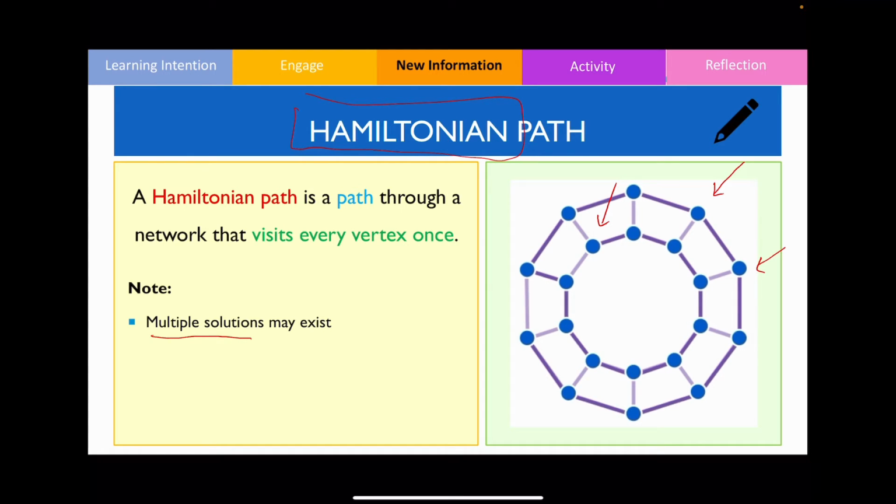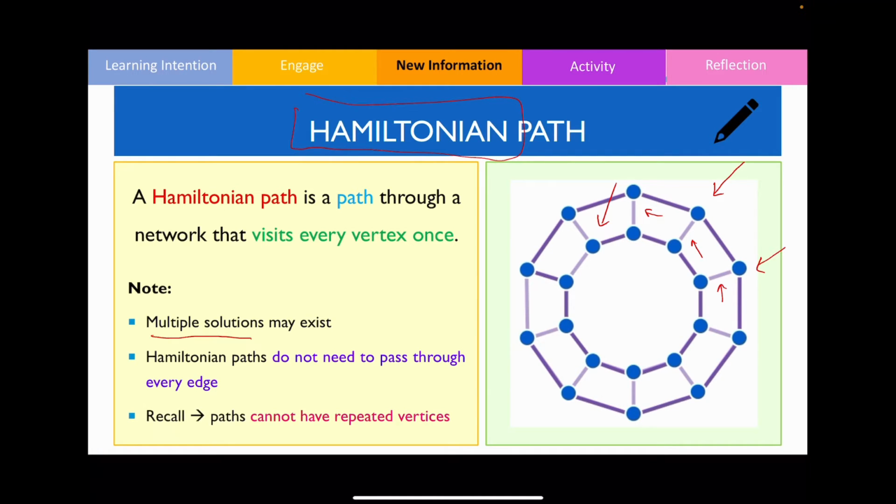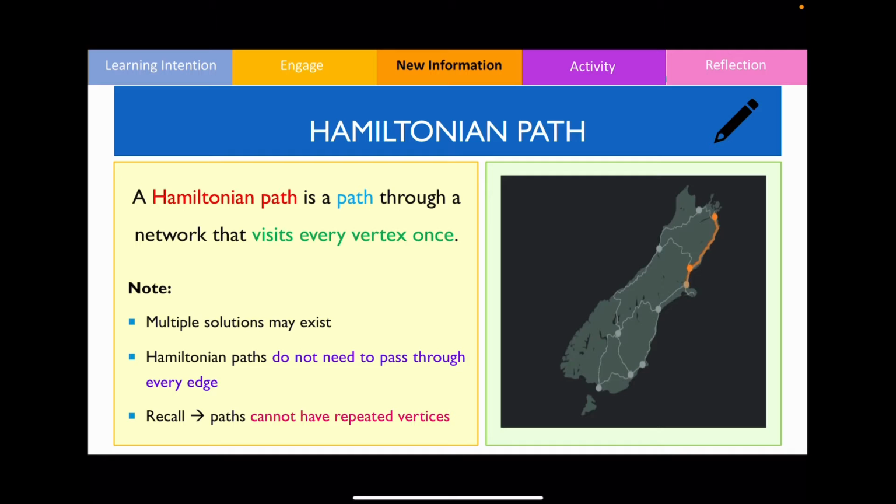Another thing I want to point out is that when you do have a Hamiltonian path, notice that I'm not actually going through every single edge. I'm not going through that edge or that edge or that edge at all. And lastly, just recall that for a Hamiltonian path, you cannot have any repeated vertices whatsoever. On this slide, I'm showing you another example of what a Hamiltonian path looks like. This graph shows a Hamiltonian path because A, it's going through every single vertex or every single city listed on this graph, and B, you're starting and ending at different vertices.